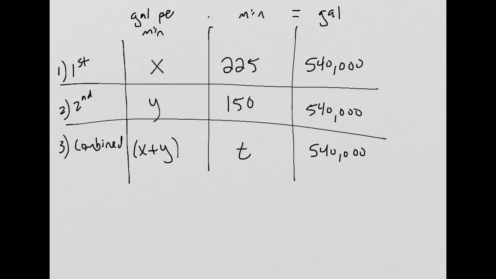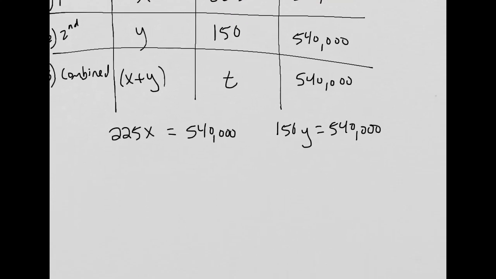And this is going to be similar to the first one. So when we look at the first row, we've got an equation there. The number of gallons per minute times the number of minutes should equal the number of gallons drained. So that first row basically says 225x equals 540,000 gallons. Likewise, the second row says 150 times y equals 540,000 gallons. And then the third row would be x plus y times t equals 540,000 gallons.